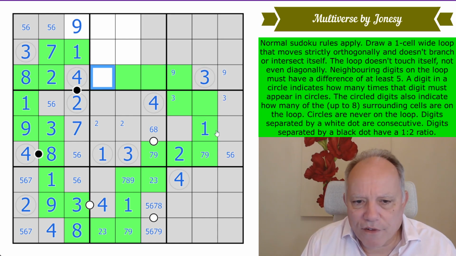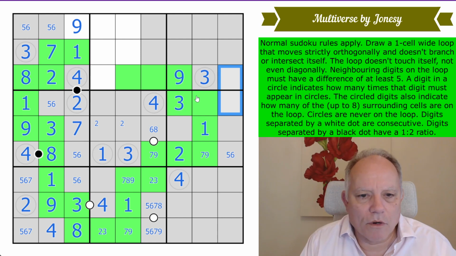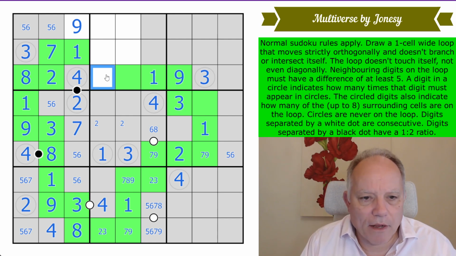Okay, we're not quite finished. We'll come back to that in a moment. We now know this is where the 3 went on that line, and this is where the 9 went. I can get rid of those corner marks. This is low, 3, 4, and 2 already in the row, so that's a 1. So the loop can't go here because it would need another low digit, and there are none available.